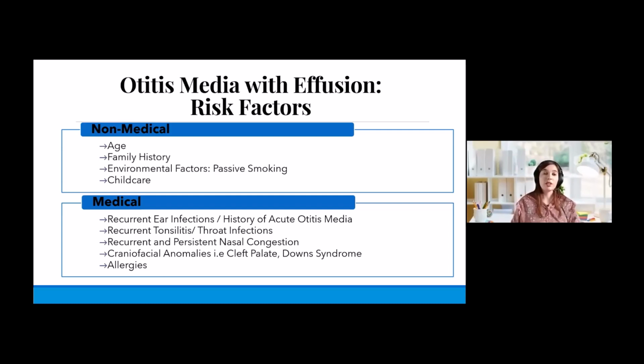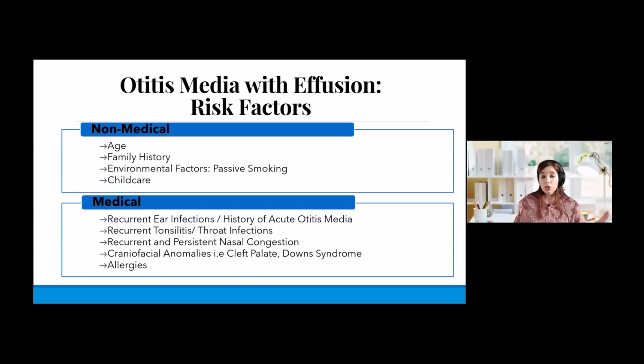But I think more research is needed in that area. And then certain craniofacial abnormalities, so certain structural abnormalities in the head and neck area, can be associated with increased risk of developing otitis media with effusion. For example, in the cleft palate and Down syndrome population, often the outer, middle ears and eustachian tube functioning are impacted.